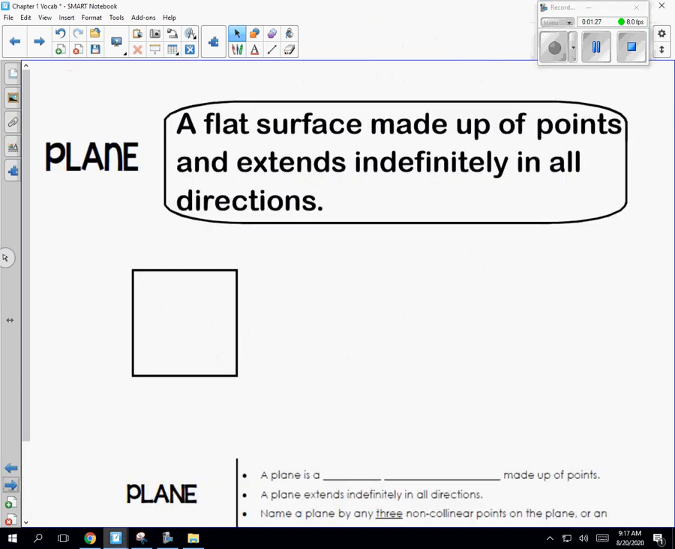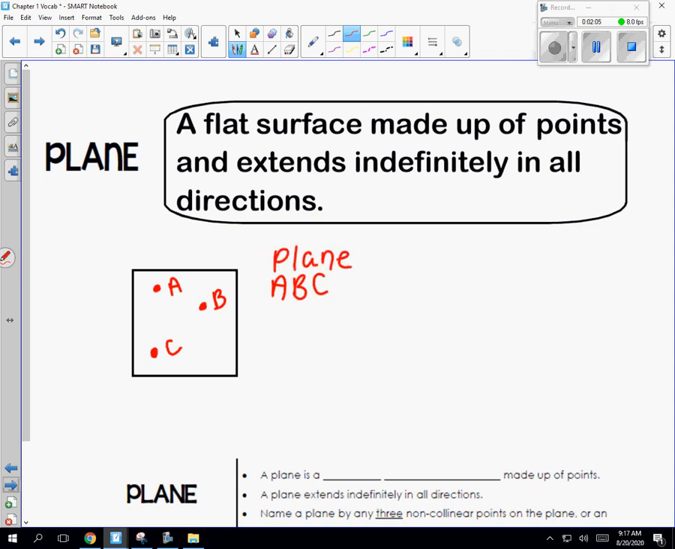All right. The next one is a plane. A plane is a flat surface made up of points and extends indefinitely in all directions. So a plane, and I also want you to add this, a plane has 3 non-collinear points. So these points could be named A, B, C. And non-collinear, we'll get to that, means not on the same line. So you just need 3 points to name the plane. So this plane could be named A, B, C.